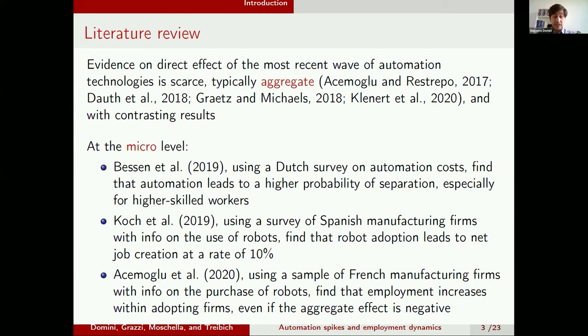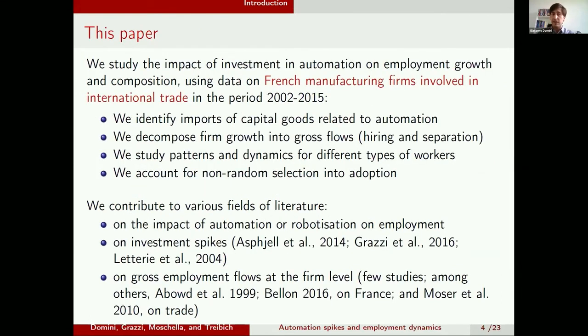Notice, however, that Acemoglu et al. 2020, which make both a micro and a macro aggregate analysis, point out that this finding of a positive effect of automation at the firm level for adopters can still go hand in hand with a negative aggregate effect, which they find. So we provide a contribution to this literature.